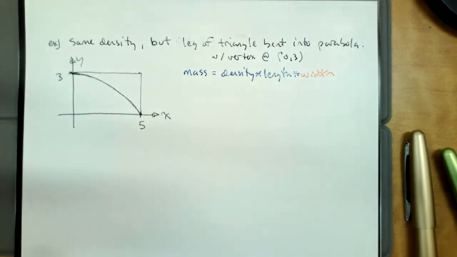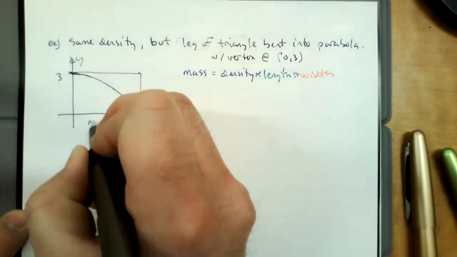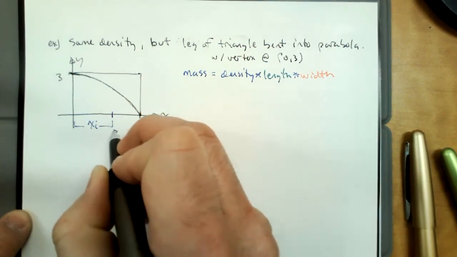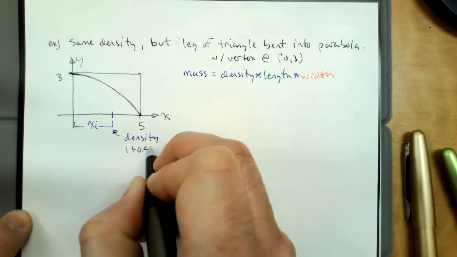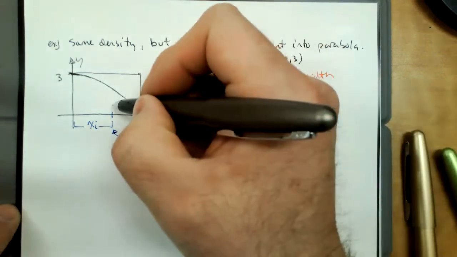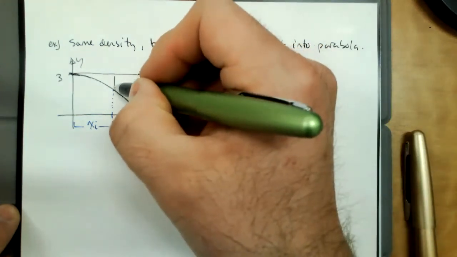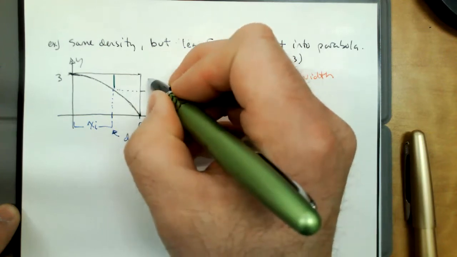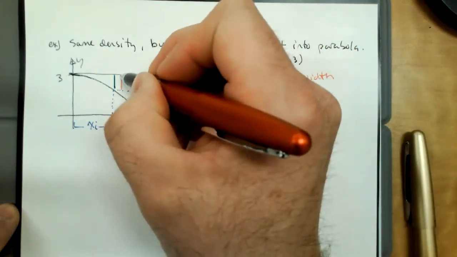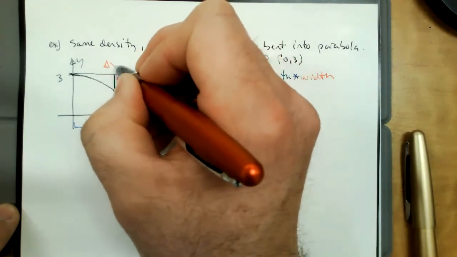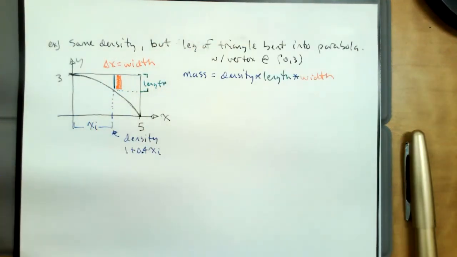Our density is given at a point xi. So I should mark that. And we'll make a note that the density at all the points for this x value is 1 plus 0.4x. Then at that point, we're going to multiply by the area, which is going to be the length and then the width will be a small piece of that area, a small change in the x. So my width is still the delta x. My density is still 1 plus 0.4x. My length is now different. My length is going to be the distance from the line down to that parabola.